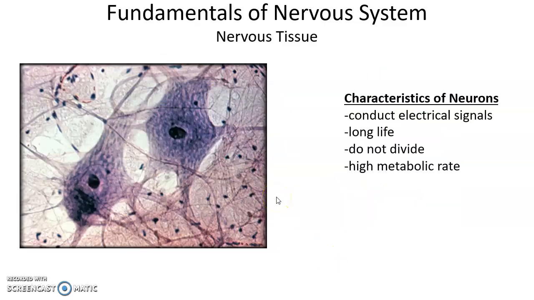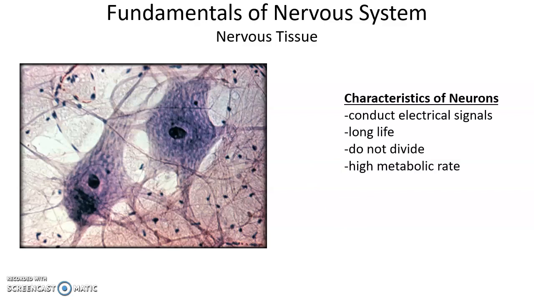Nervous tissue. All right, nervous tissue has neurons. So these big cells here represent neurons. That's the neurons' nucleuses. These little dots here represent other cells found in nervous tissue. The neurons do important things. They conduct electrical signals along their cell membrane. They live as long as we do, basically. They do not divide. We do not get new neurons for the most part.